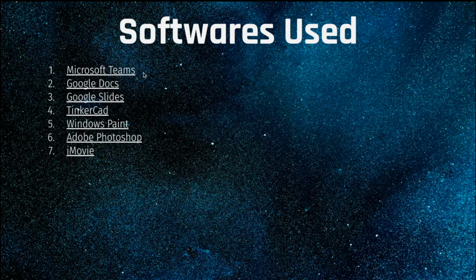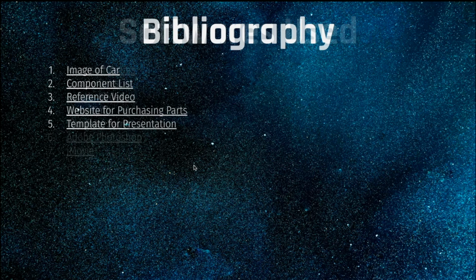As you can see, each of these is hyperlinked, so you can click on these to go to the installation website. And this is the bibliography, the links we have used in our project: the images, the component list for the parts, the reference video from YouTube which we used to learn from, the website for purchasing the parts, and this template for this presentation that we got from the internet.